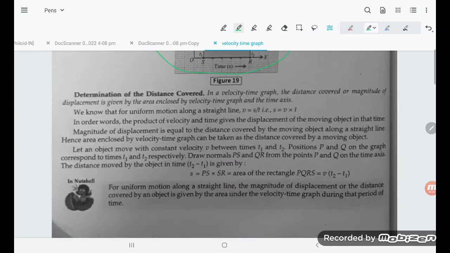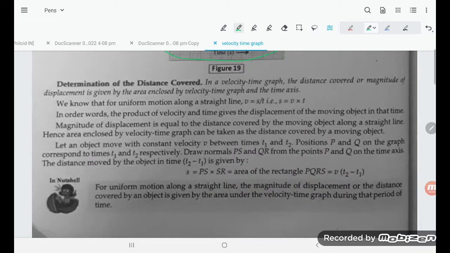Now see the important statement. Determination of distance covered. From the velocity time graph, how can you determine the distance covered, right students? This is a very important one. In a velocity time graph, the distance covered or the magnitude of the displacement is given by the area enclosed by the velocity time graph and the time axis. This area enclosed is the distance traveled.